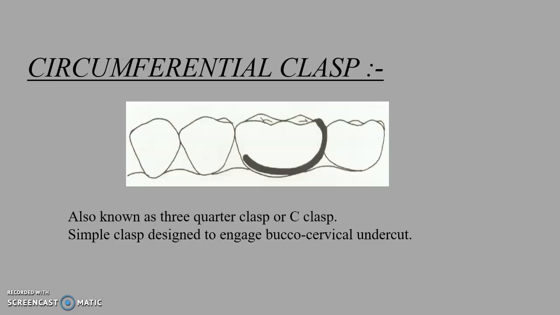Moving on to the circumferential clasp or C clasp, as you can see in this picture, it is also known as a three-quarter clasp. This one is a very simple clasp. It is given on the molars. It engages the undercut region, meaning the bucco-cervical undercut. It engages this region and moves occlusally and then rests on the palatal side.